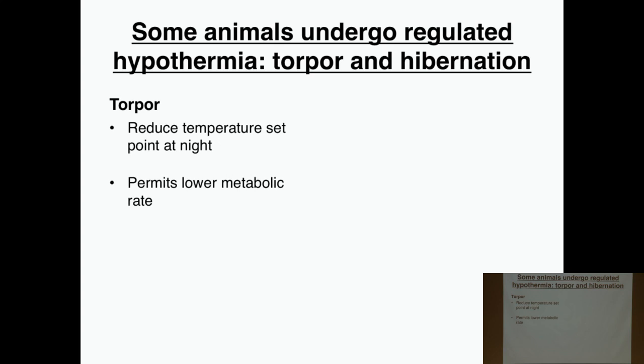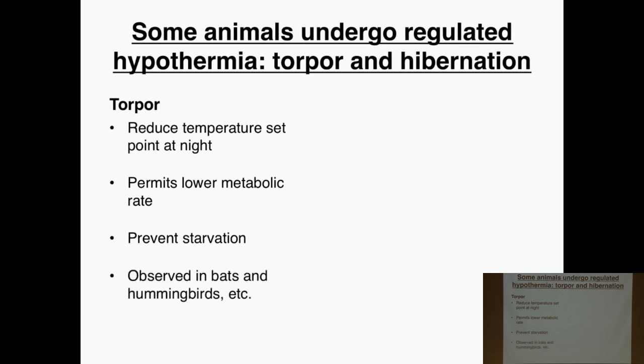It tends to occur at night, or at least whenever it happens to be colder, and it permits the individual to use a lower metabolic rate. The idea here is that it's for animals that need to reduce their metabolic rate so that they don't starve when it gets cold. So it's observed mostly in animals that are small, like bats and hummingbirds.